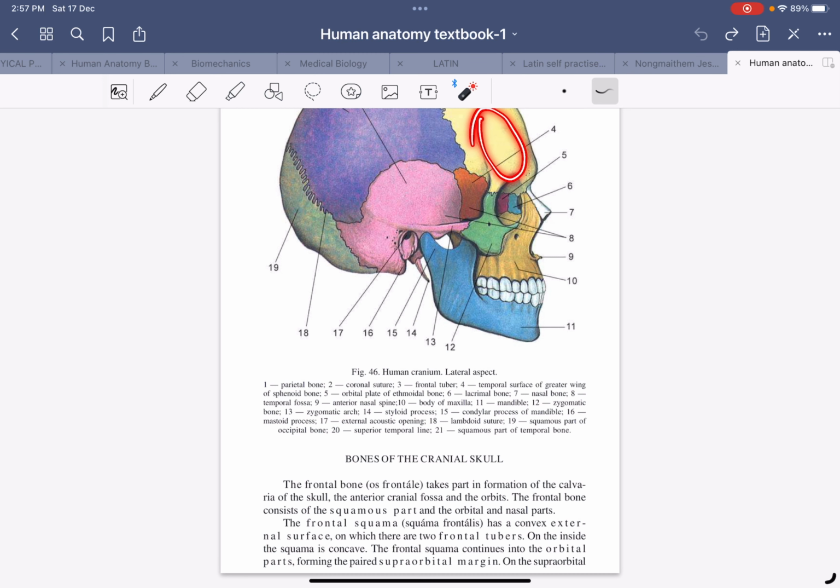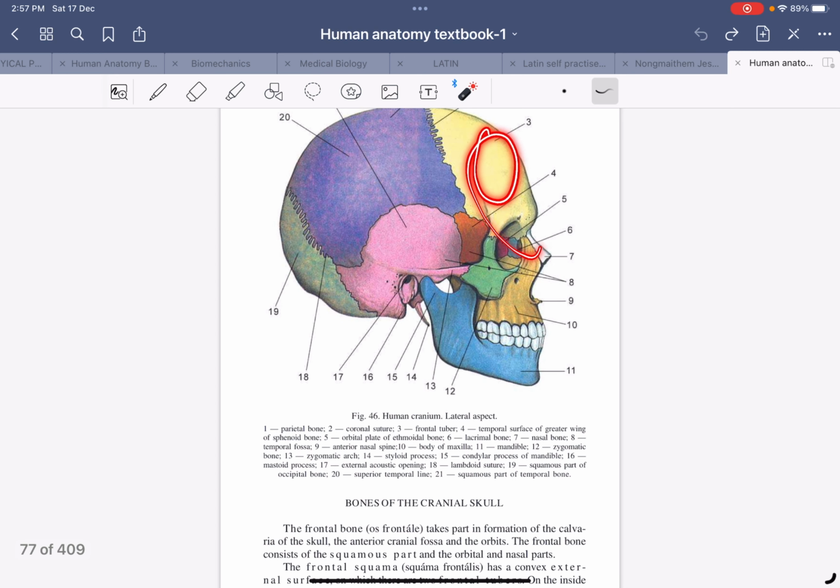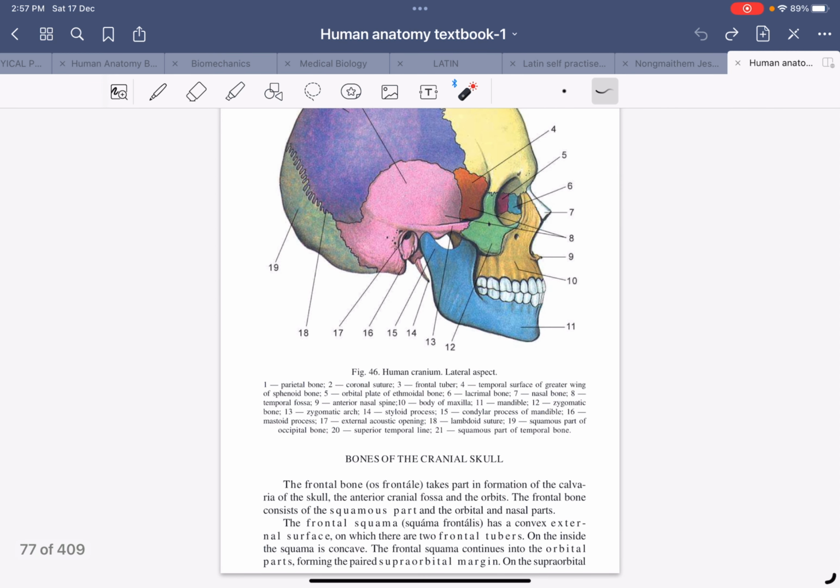Frontal part is one, this portion, frontal part has a frontal tuber also present there. Frontal tuber is a type of groove which forms an attachment site for ligament. On the inside, the squama is concave. Inside the squama, we would see a concave type.